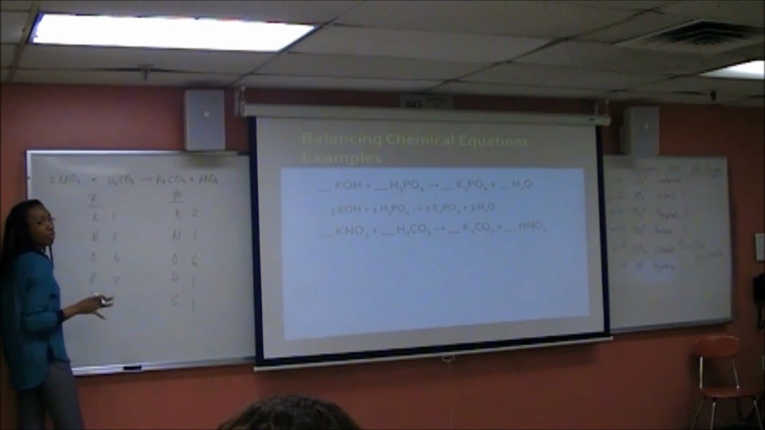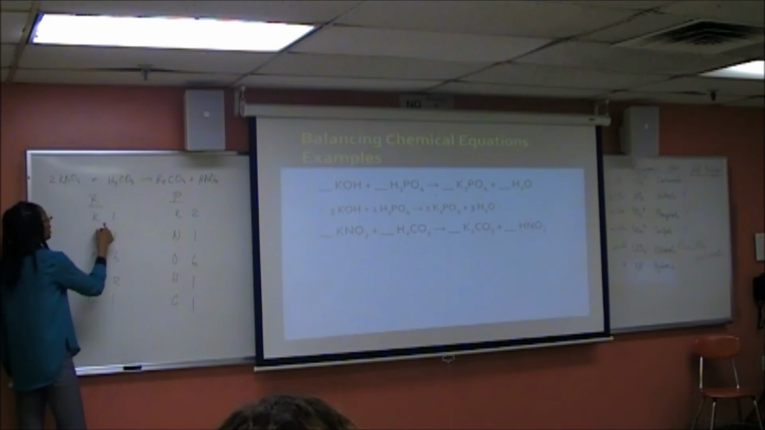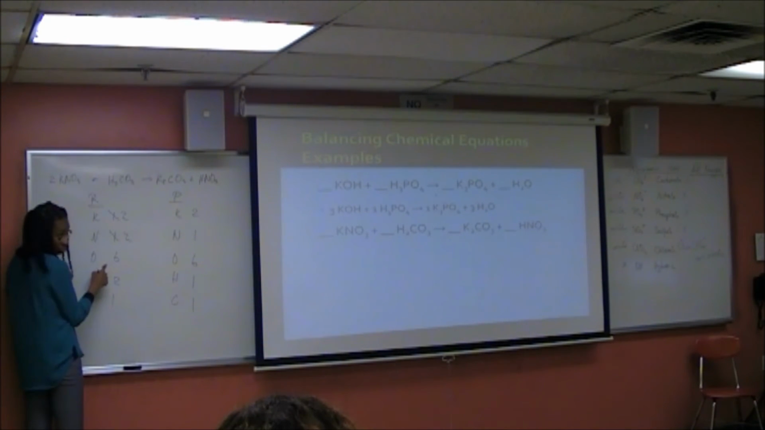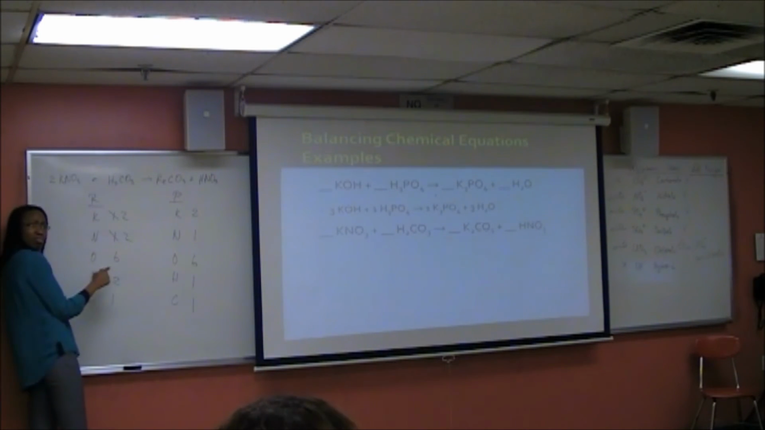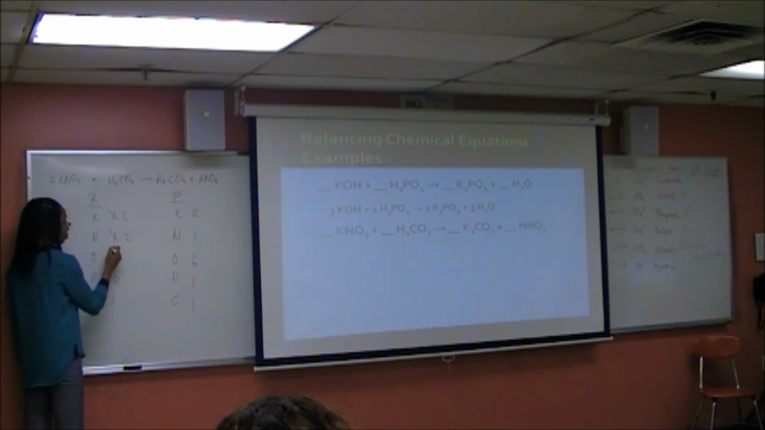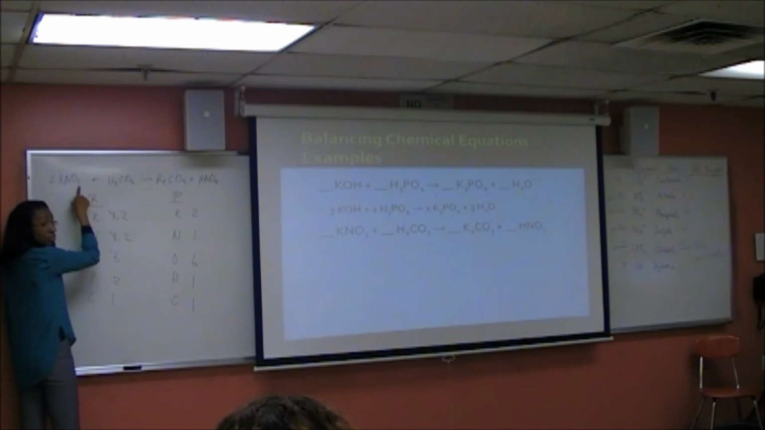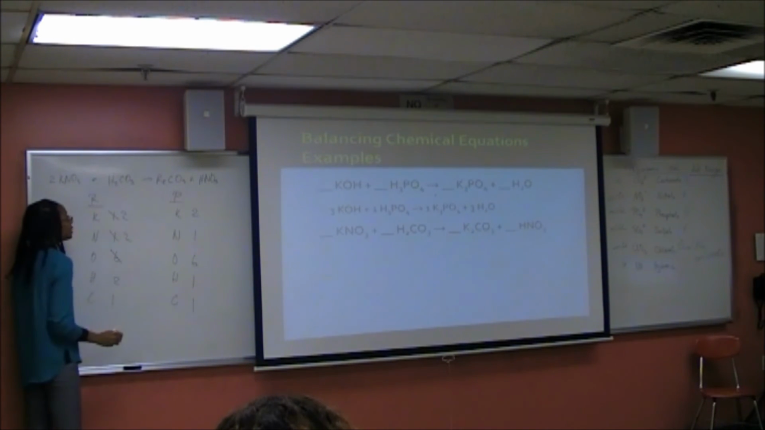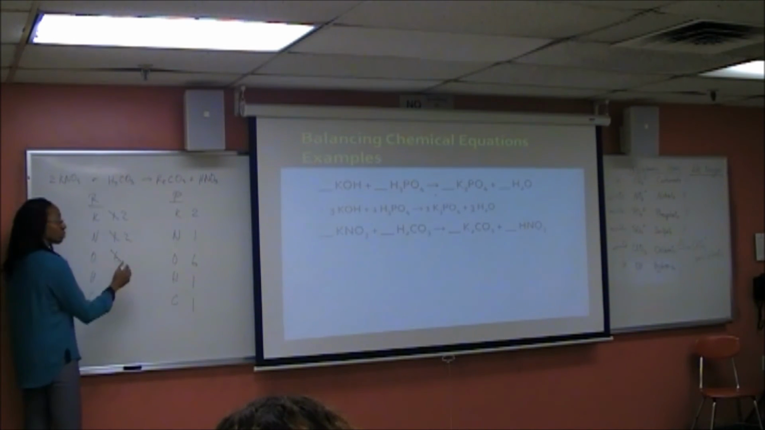Now you have to reevaluate everybody. How many potassiums do you have? 2. How many nitrogens? How many oxygens? Two times 3 is 6, plus 3 is 9.